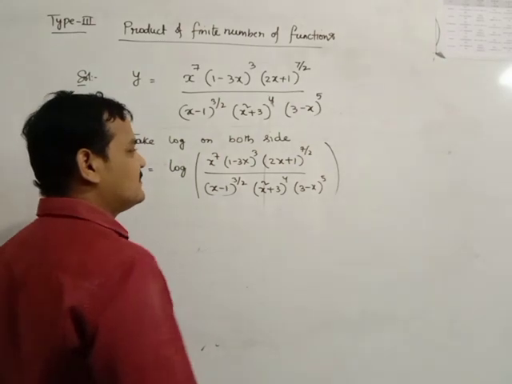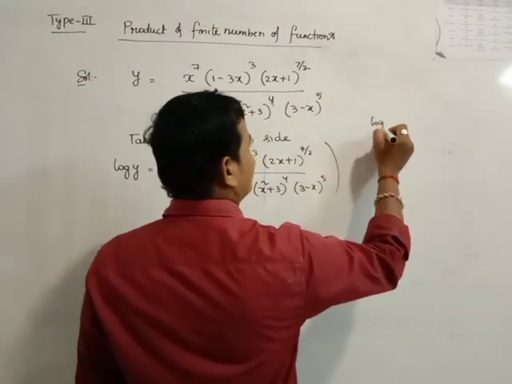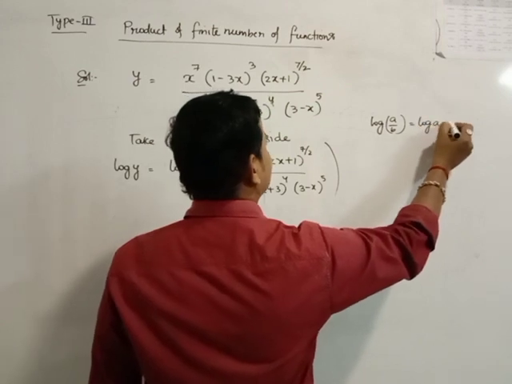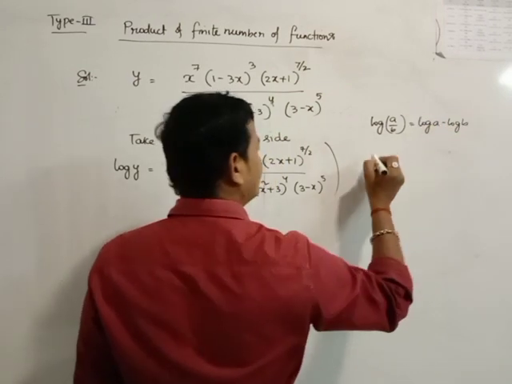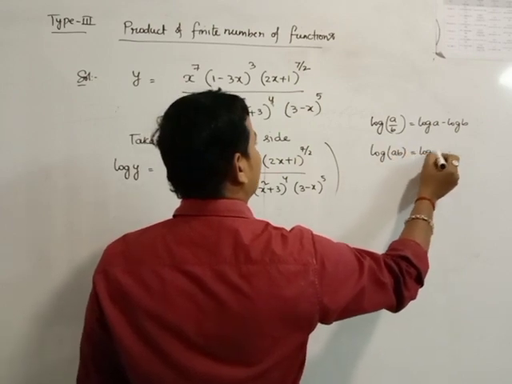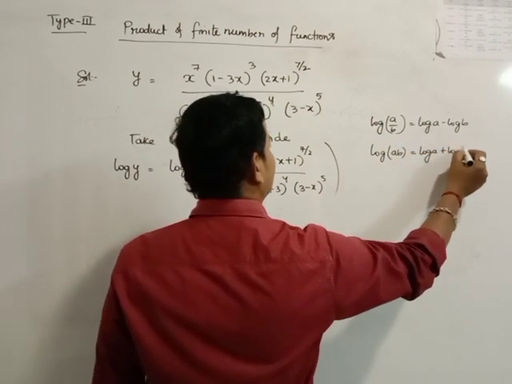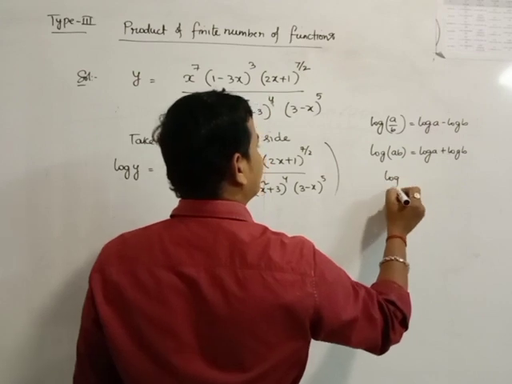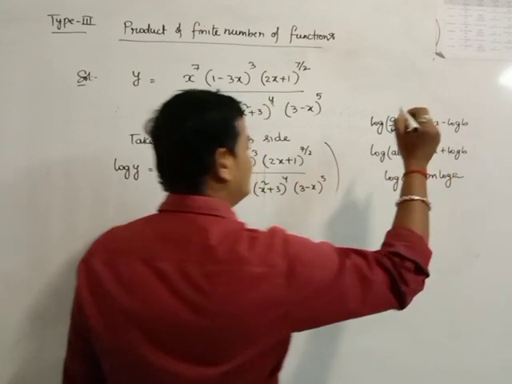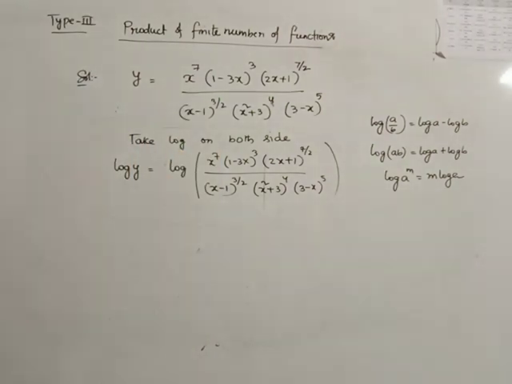What are the logarithmic formulas? Any base: log of a by b is equal to log a minus log b. That is the first formula. Again, log of ab is equal to log a plus log b. It is the second formula. And the third one, log of a to the power of m is equal to m into log a. We can use these formulas. Then it can be converted.